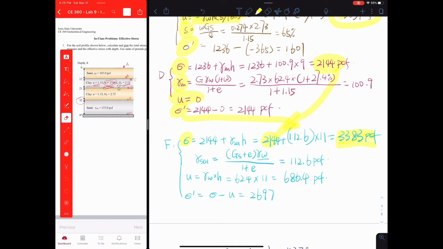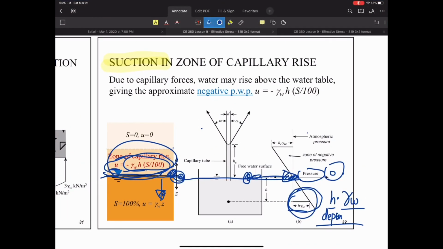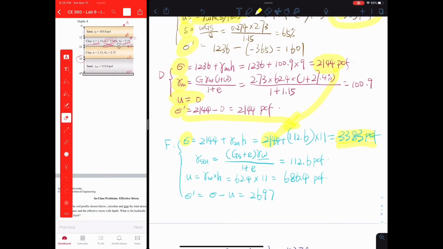Then we are going to calculate the pore water pressure. The pore water pressure under the water table is very easy, as we can see from this slide here. We just use gamma w, which is a constant, times the depth. We use 32 minus the depth of 21. The answer should be 11, and we finally get the pore water pressure to be 686.4. And again, the effective stress is very easy.